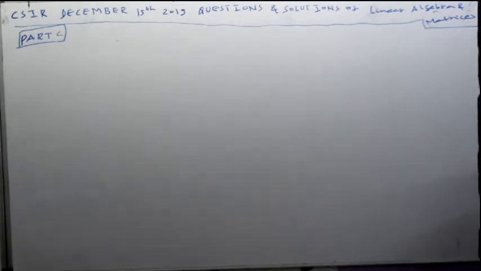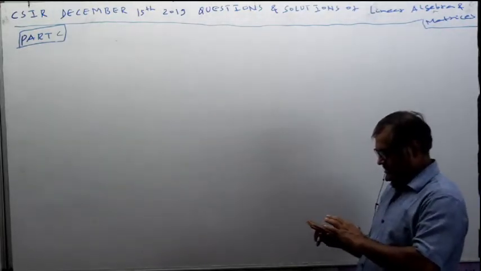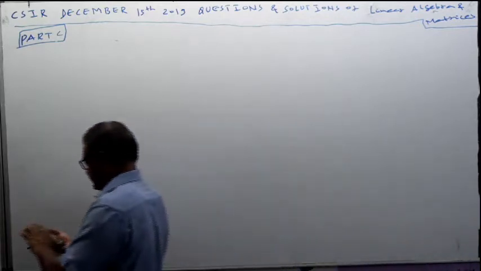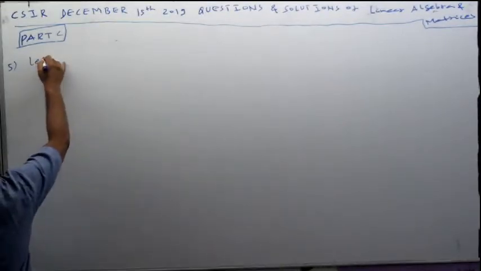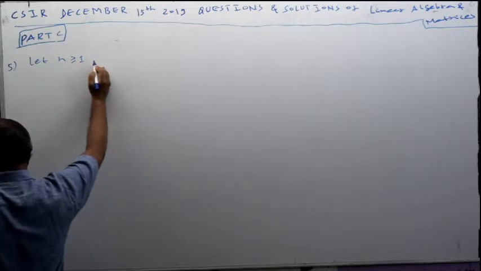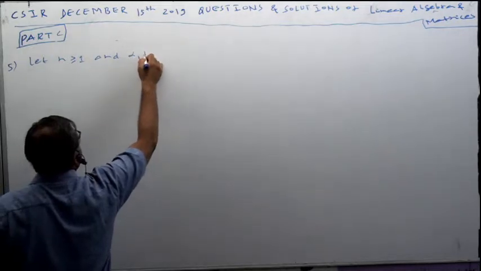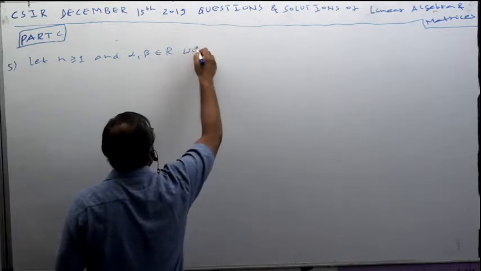Next question is question number 5. No question should be left out. Come to question number 5 in part C. Let n be greater than or equal to 1 and alpha, beta belong to R with alpha not equal to beta.